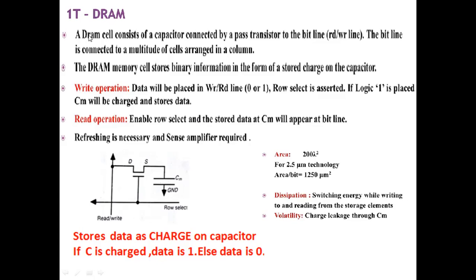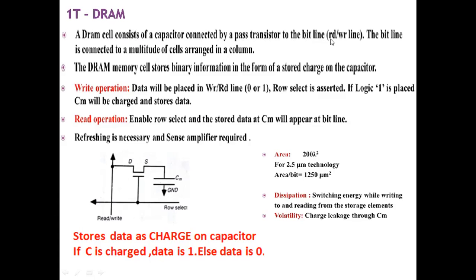So a DRAM cell consists of a capacitor connected by a pass transistor. We use 1 capacitor, and this capacitor is at the source end of this pass transistor.